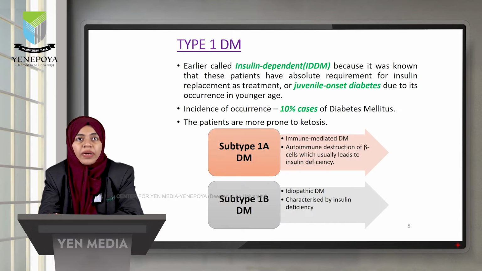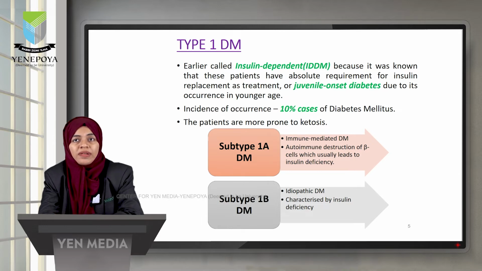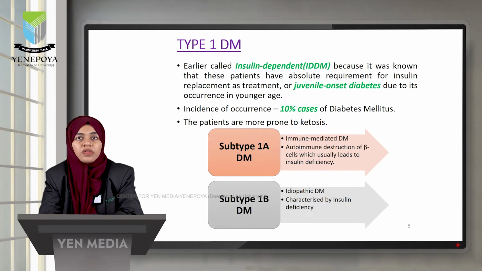We will study what we mean by type 1 diabetes mellitus. This was earlier called insulin dependent diabetes mellitus because patients have an absolute requirement for insulin replacement as treatment, or juvenile onset diabetes due to its occurrence at a younger age. The incidence of type 1 diabetes mellitus is 10% of cases of diabetes mellitus. The patients are more prone to ketosis here.